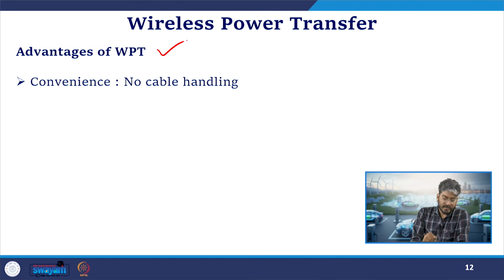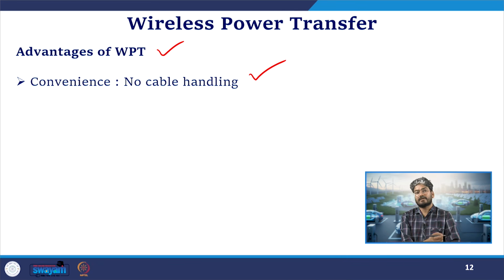Then what are the advantages of this wireless power transfer? Convenience, no cable handling. How are we charging in our conventional charger based system? In that cable based system, we have to bring the electric vehicle near the charging station or the charger. We have to connect the charging plug inside the vehicle. Then our communication signal will be exchanged based on the BMS command. Your charging will start and the battery will be recharged.